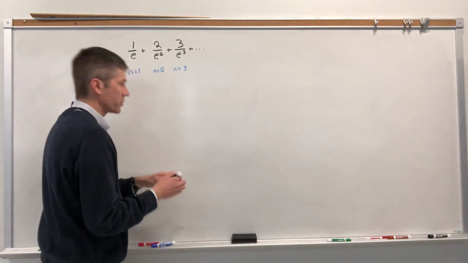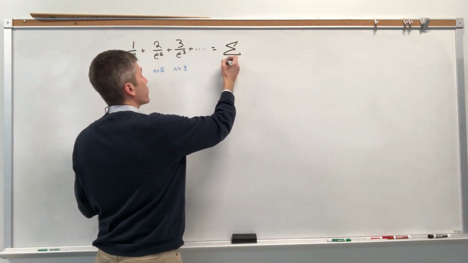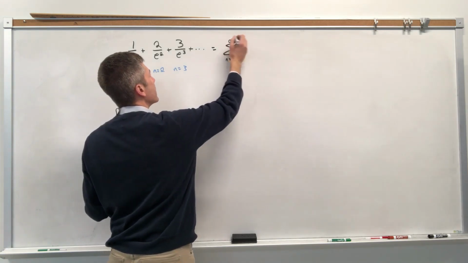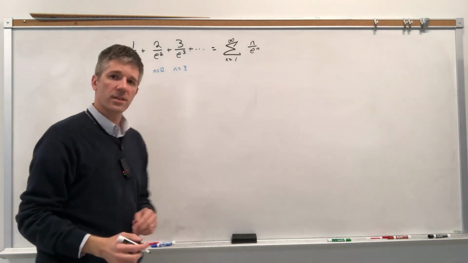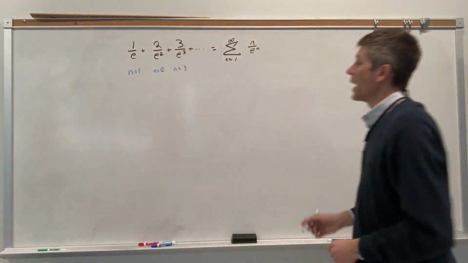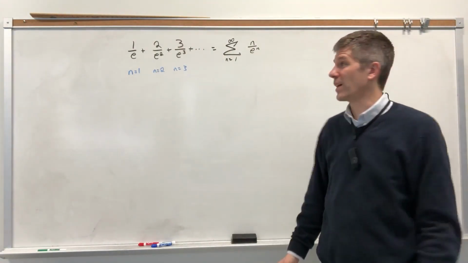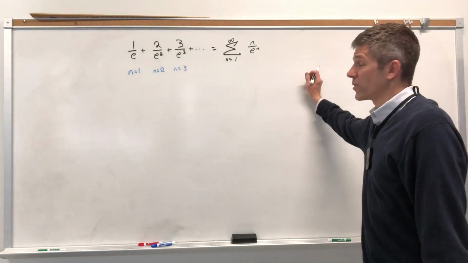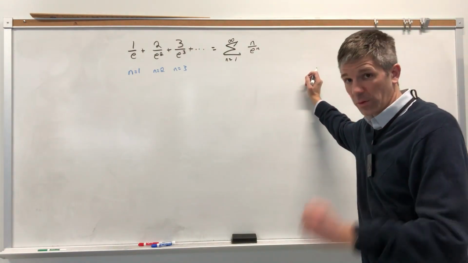Okay, so, whoo, almost dropped a marker. This is the sum from 1 to infinity of n over e to the n. Okay, sounds good. Let's keep moving. I want to know if this converges. Don't know. Let's find out. I don't know what it converges to if it does converge, but I do want to know if it converges or not. That's the question right now.